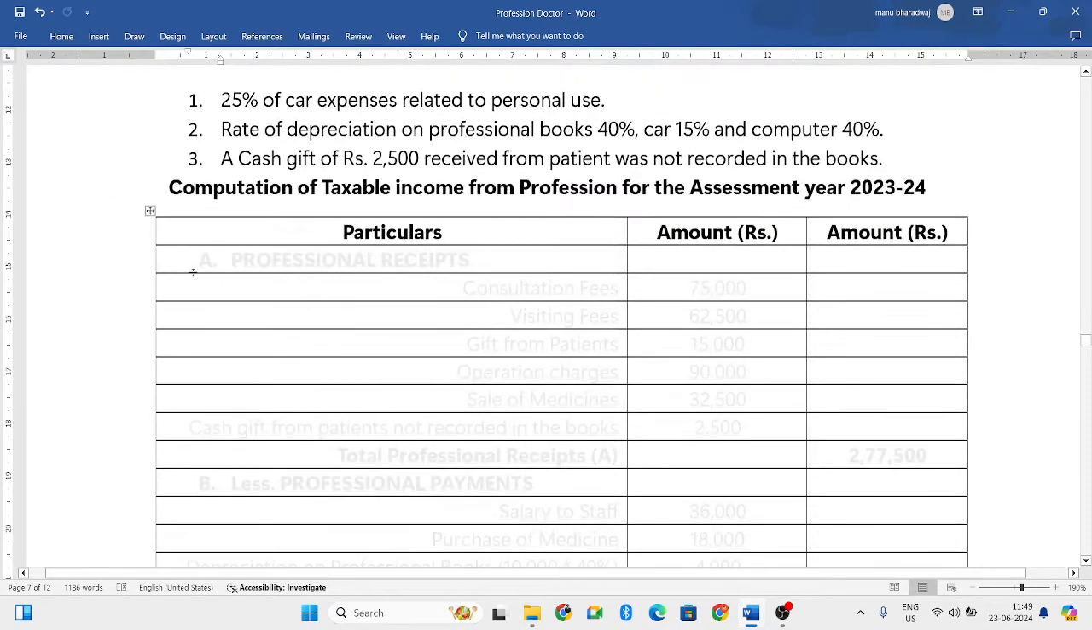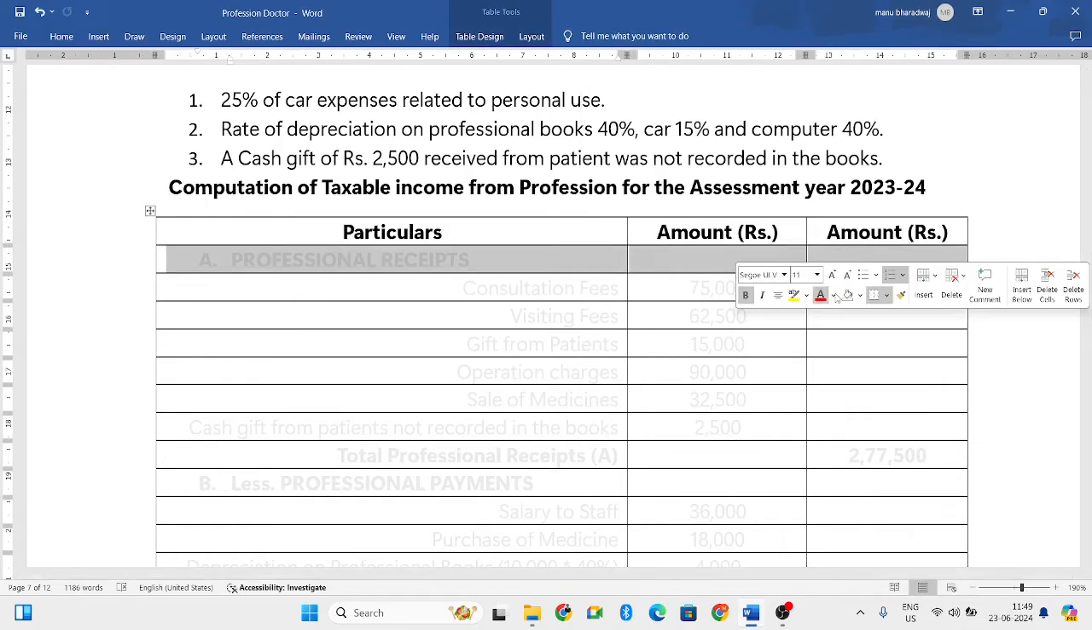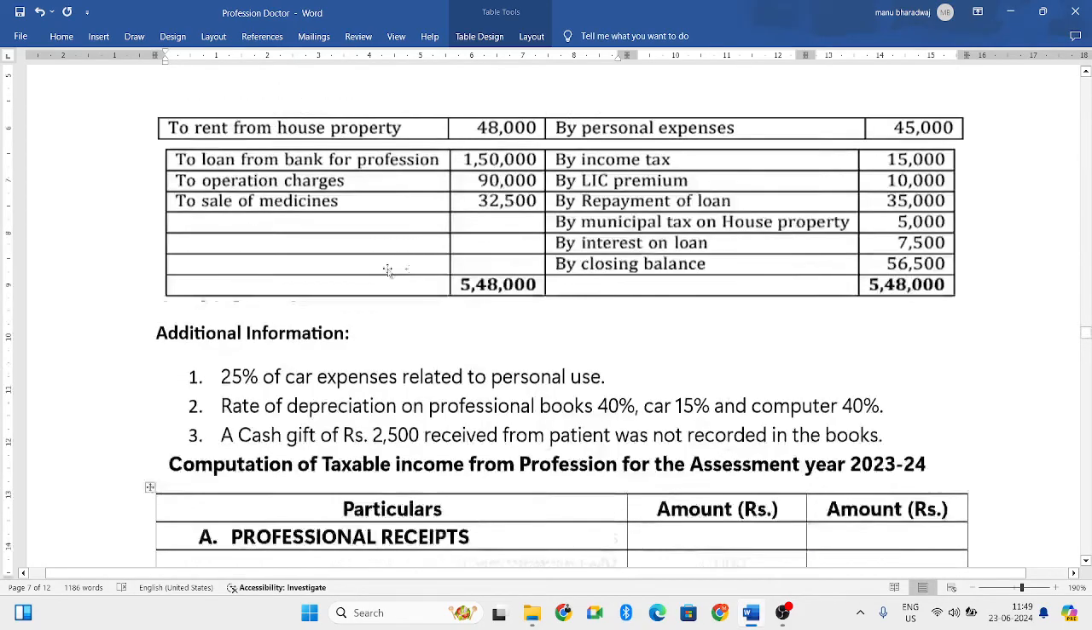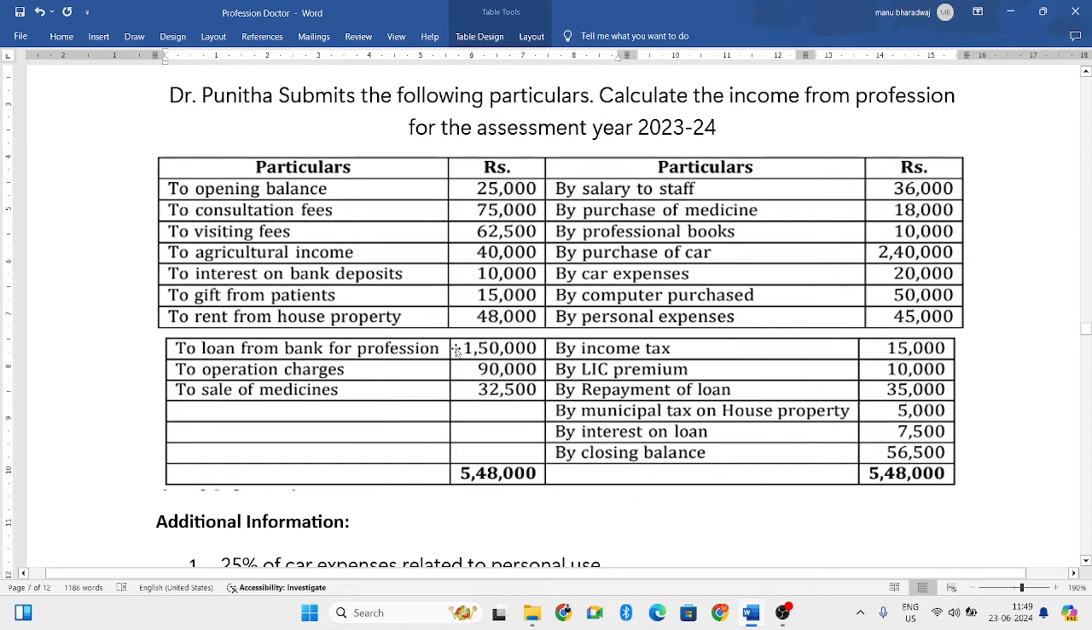First, according to the format, we have to write all the professional receipts. Always first we will write all the professional receipts. The left side is the receipts. If you see here, the left side contains all the information regarding receipts. In that, we have to write only professional receipts. First one is opening balance. Ignore the opening balance.